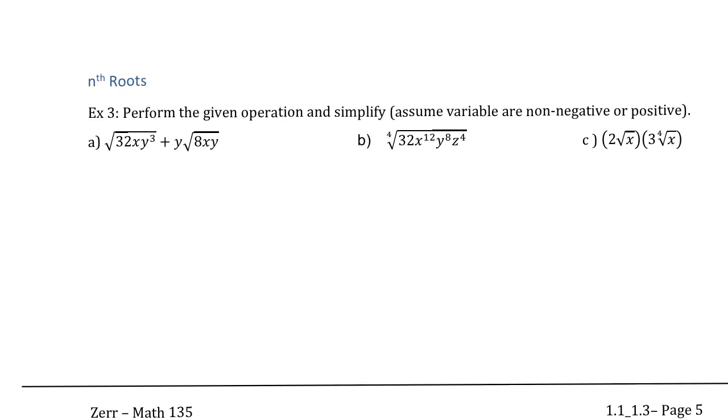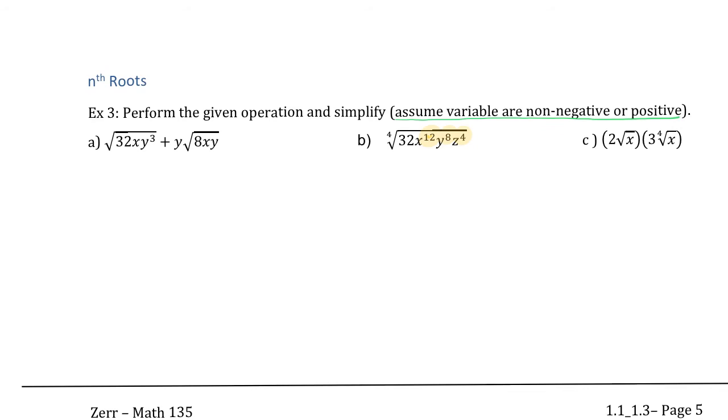So moving on, we're going to perform the given operation. So we're going to simplify and add and simplify as much as we can. Assume variables are non-negative or positive, because then we don't have to worry about the whole absolute value issue. So in this one, it's going to be nice. Everything is positive, so even if you take this to even powers, typically we would have to then have absolute value, but I have a positive number to an even power. It's all positive. It's all good.